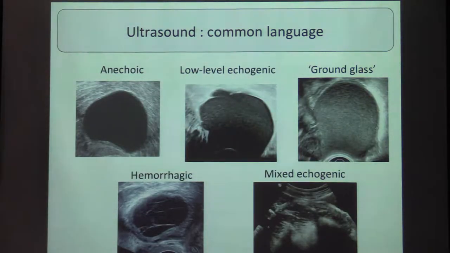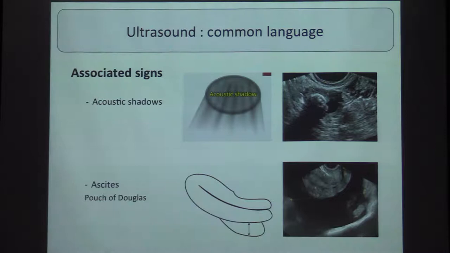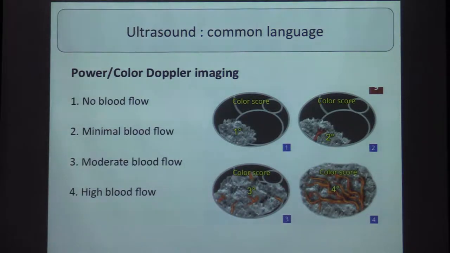Then we have to describe the dominant feature of the cystic contents. It can be anechoic, that means all black, or low-level echogenic, as seen in mucinous tumors. It can have a ground glass appearance, as seen in endometriomas. It can be hemorrhagic or mixed echogenic. We also have to describe the associated signs, which include acoustic shadow, defined as a loss of signal behind the tumor, or a cyst that has to be looked for in the pouch of Douglas in a sagittal plane. That was for the morphological features.